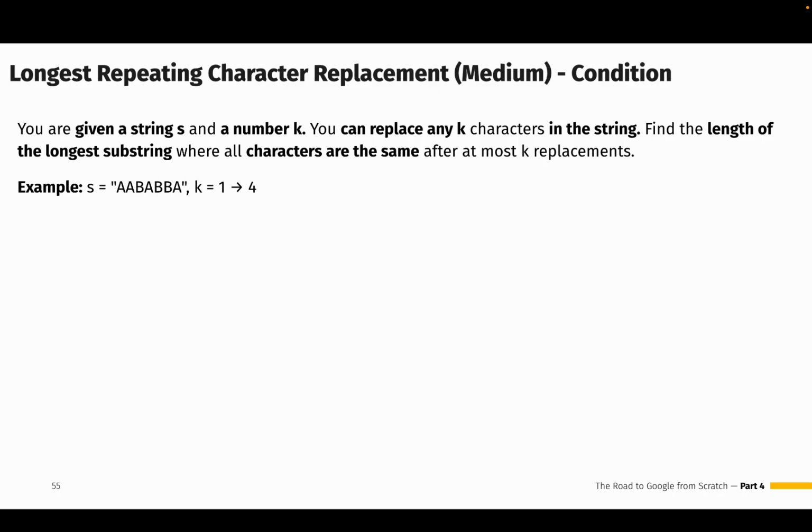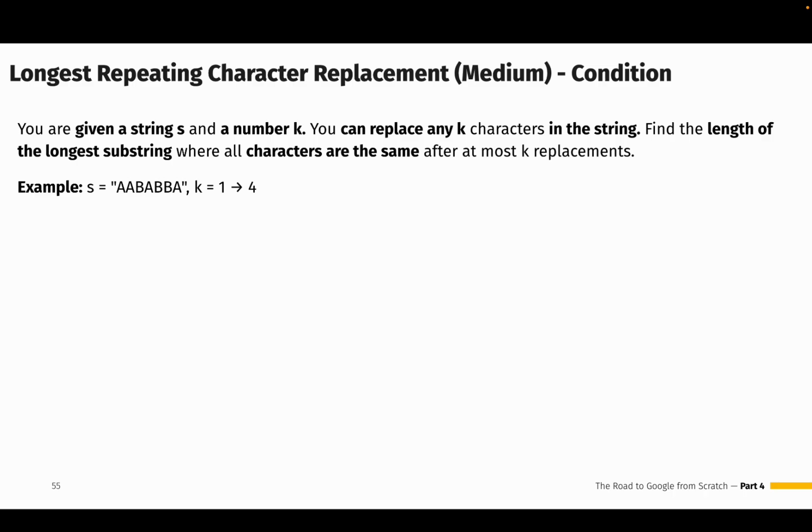So you are given a string s and a number k, and you can replace any k characters in the string. So we need to find the length of the longest substring where all characters are the same after at most k replacements. And below we have an example where we have a string a, b, a, and so on. K is equal to 1. Again, k is how many elements in this string we can replace. And the result will be 4.